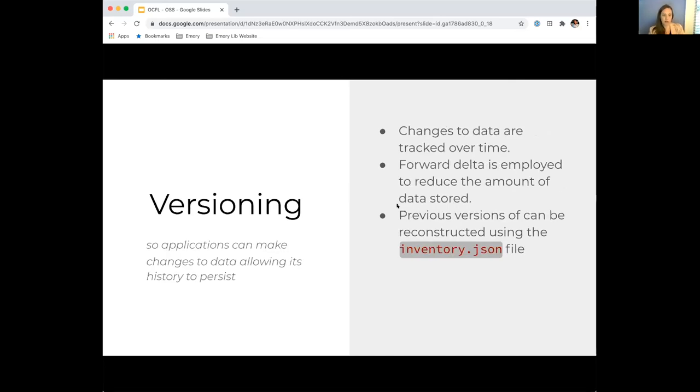The biggest benefit of the OCFL specification is it actually outlines a method for versioning data. And that's so applications can make changes to data while allowing the history of the data to persist over time. So changes to data are tracked, like I said, over time. We use forward delta versioning, which is similar to what GitHub does, right? We don't make multiple copies of data when we create new versions, which can sometimes make storing things really, really complicated. The previous versions can be reconstructed using those inventory.json files. So you get to see the full history of all the different changes that you've made.